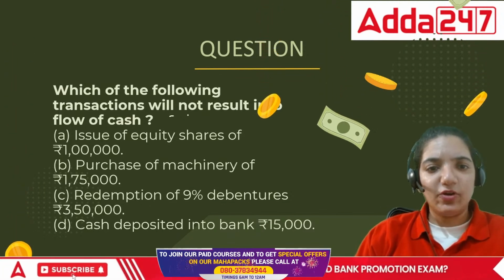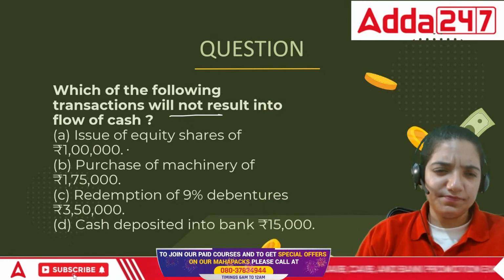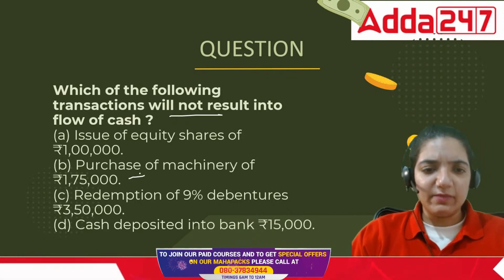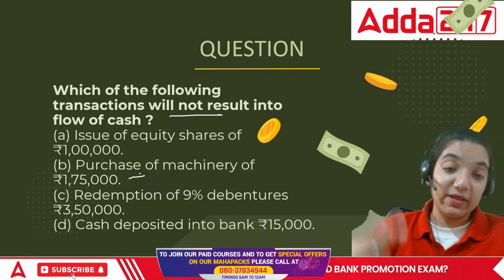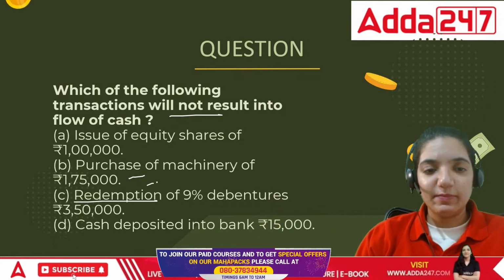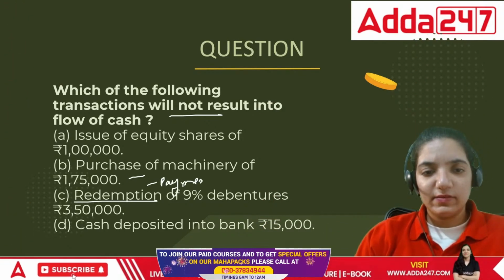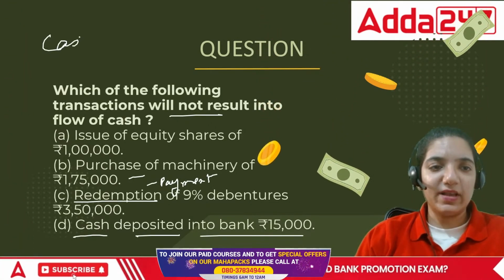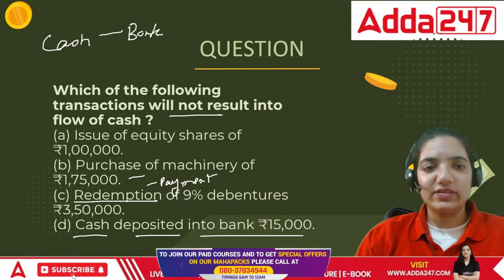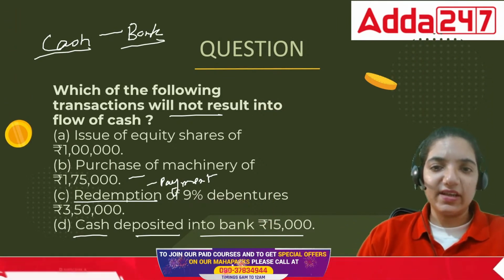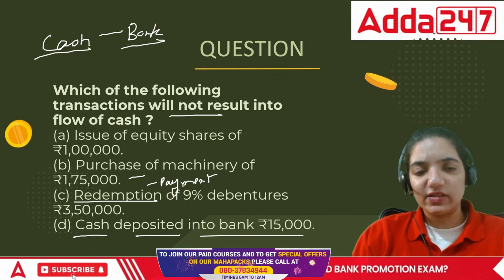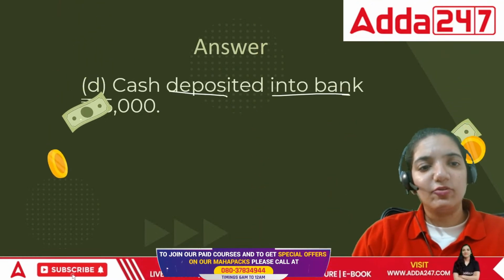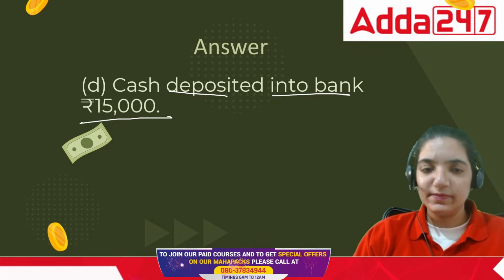Which of the following will not result in cash? Equity share issue, we will get cash. Purchase of machinery, we will pay. Redemption of debentures, we are paying off again. Redemption means payment. And then we have cash deposited into the bank. In this case, we had cash balance. Now it has become bank balance. Nothing else. We are just moving towards the other form. So the correct answer is cash deposited in the bank, rupees 15,000. Done?